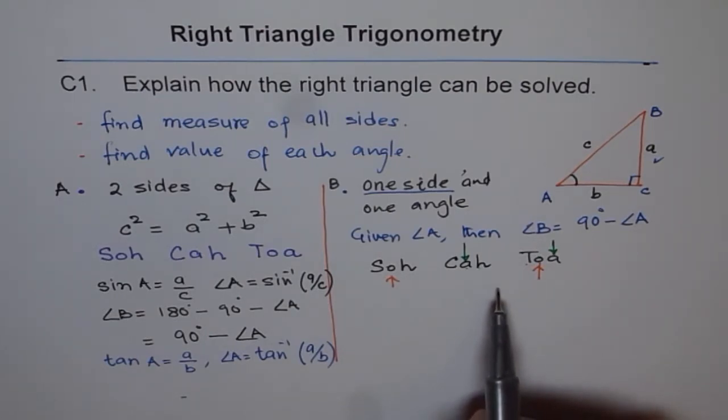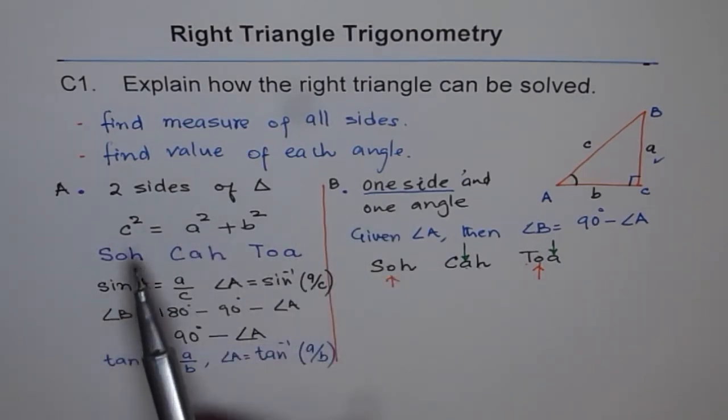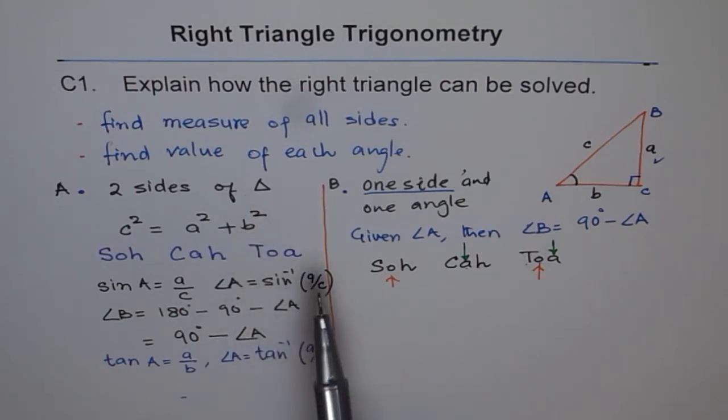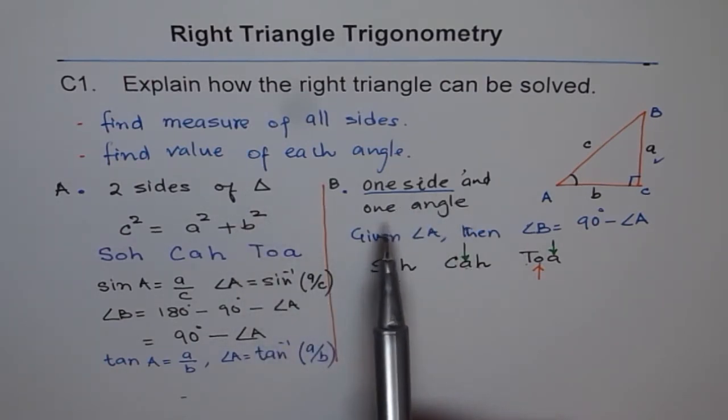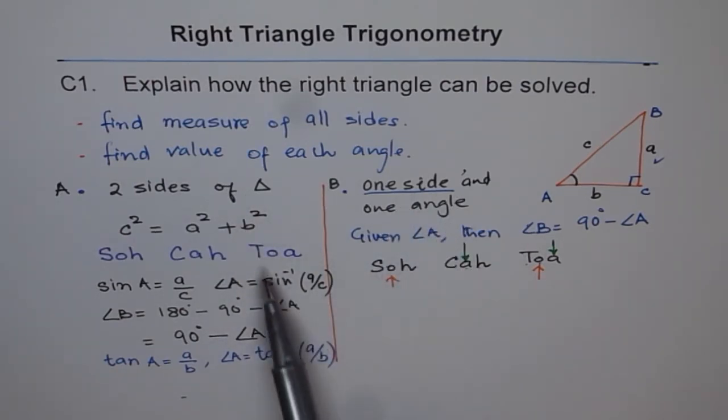So remember, whenever we are talking about solving a right triangle, we are giving you one of these options: two sides of a triangle, or one side and one angle. And this is the process of solving. Now, in this set of videos, we have about 10 questions where we are going to solve right triangles, practice, and then move on with acute angle triangles.